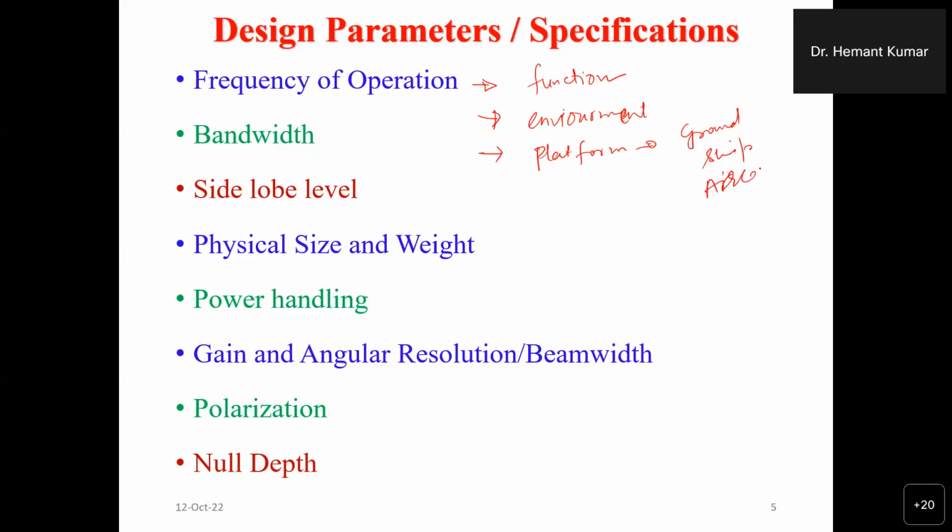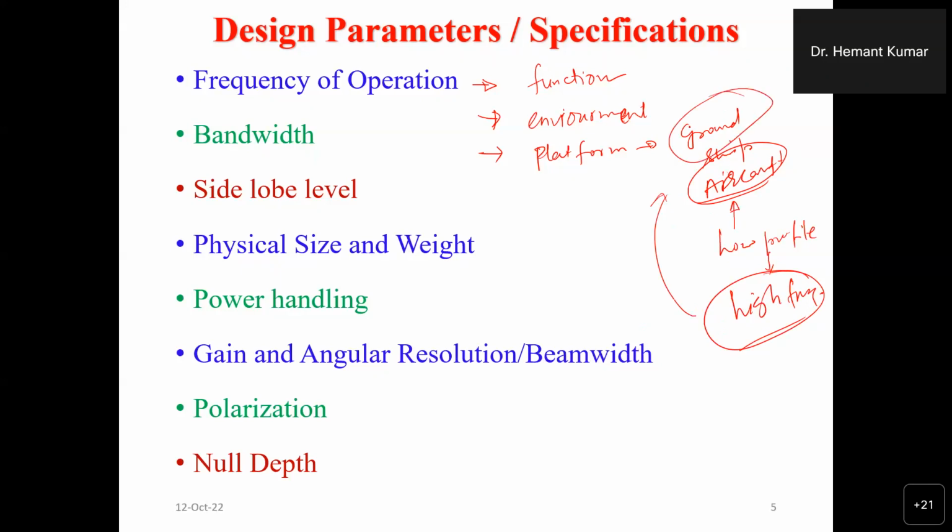Suppose we are talking about the aircraft application. In the aircraft application, the size plays a very important role. In aircraft, we need a low profile antenna, and low profile antenna means we should go for a high frequency, right? So basically this frequency of operation depends on the platform, whether we are designing an antenna for a ground-based application, where the radar can be placed.